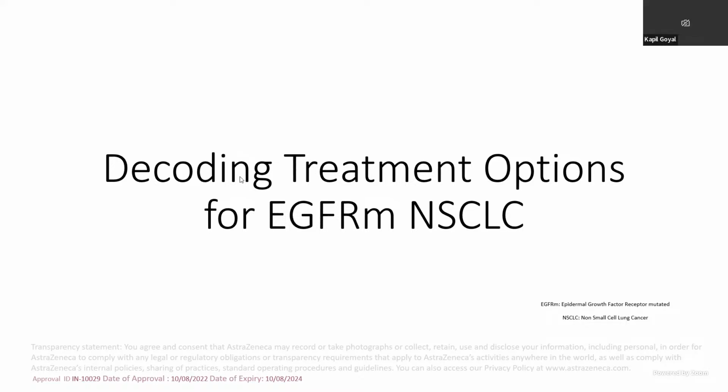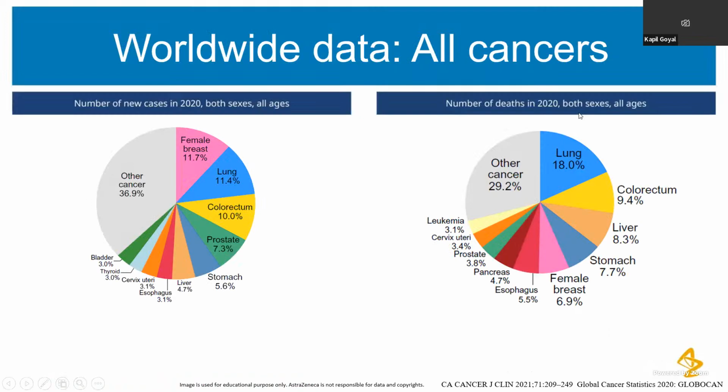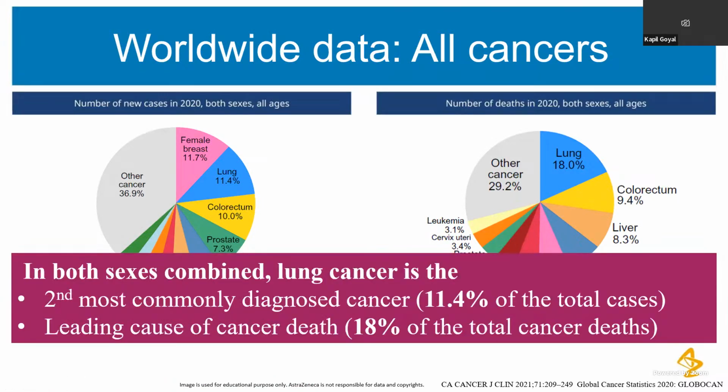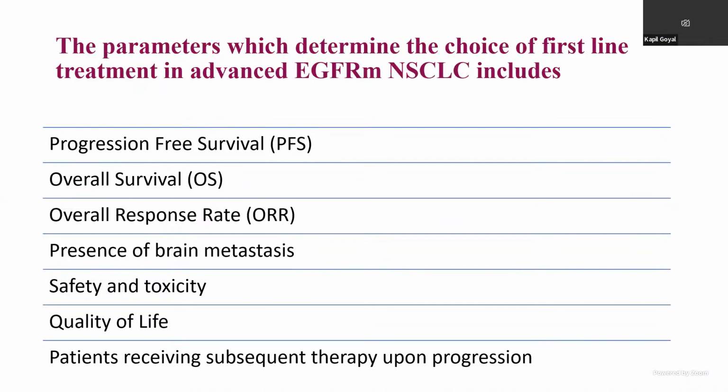Okay, thank you. So I'll be talking about decoding treatment options for EGFR mutated NSCLC. First, talking about the disease burden. If we look at the worldwide GLOBOCAN 2020 data, for both sexes combined, lung cancer is the second most commonly diagnosed cancer, constituting about 11.4% of the total cases. But in terms of mortality, it is higher, responsible for almost 18% of total cancer deaths, because lung cancer in particular is a cancer causing high mortality.